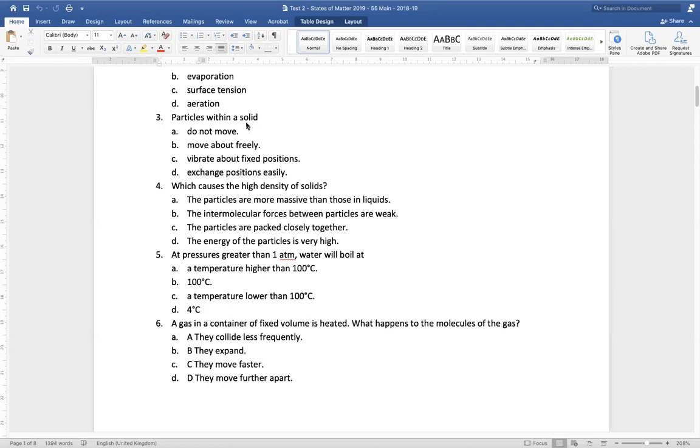At pressures greater than 1 atmospheric pressure, water will boil at... So how does pressure affect boiling? If you have higher pressure, then you're pushing the liquid down. That means this liquid is going to need more energy to evaporate or to boil because there is a greater force from the top. So at pressure greater than 1 atm, which is basically room pressure, water will boil at a temperature higher than 100 degrees Celsius. Why? How does water counter this extra pressure? By having higher kinetic energy. So the answer is A.